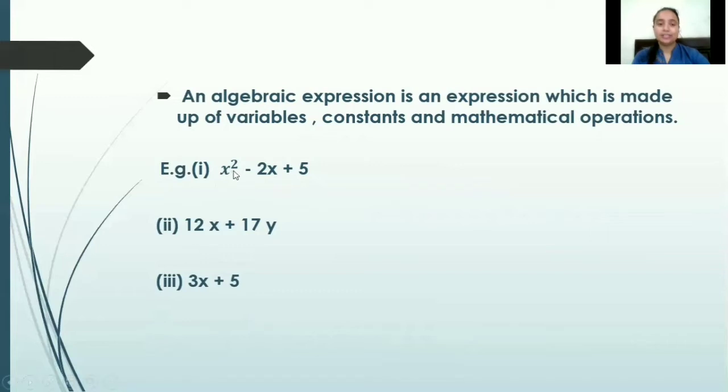I'll just read for you. X square minus 2x plus 5, an example of an algebraic expression. 12x plus 17y, an example of an algebraic expression in two variables. 3x plus y, this is an algebraic expression in one variable.